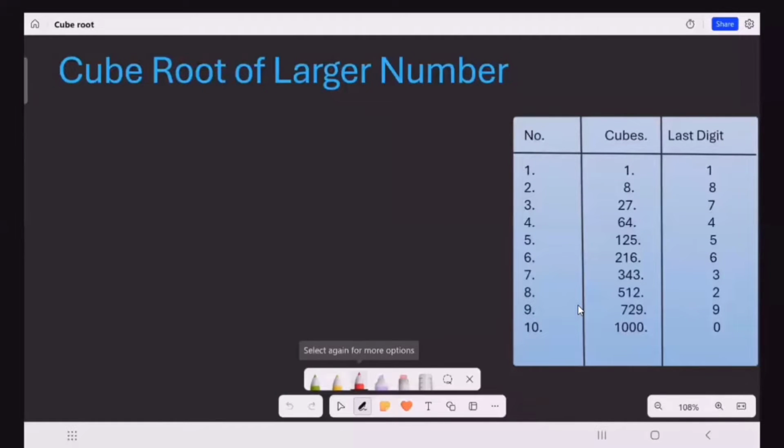In this video, we are going to learn about the cube root of larger numbers. First, we are going to talk about the cube: what is a cube and how to find the cube of a number.